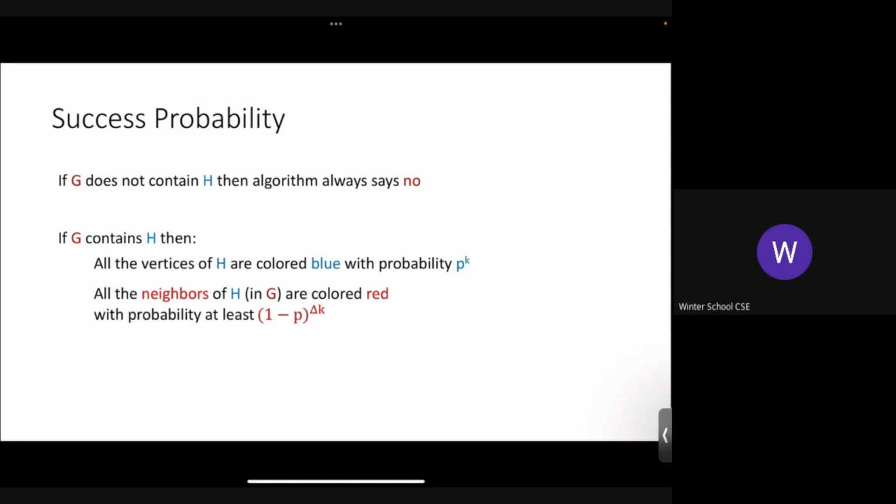So the probability that all these neighbors are colored red is at least (1 - p)^δ^k. Agree? Right? So it means that the success probability, meaning that my graph H is blue and all its neighbors are red, will be p^k times (1 - p)^(δk). We are there, right? So for example, if I just take p equal to 1 over δ, then my success probability will be (1/δ)^k times (1 - 1/δ)^(δk).